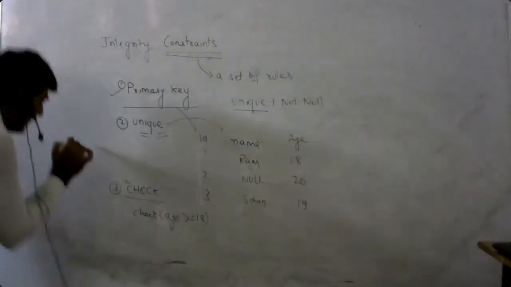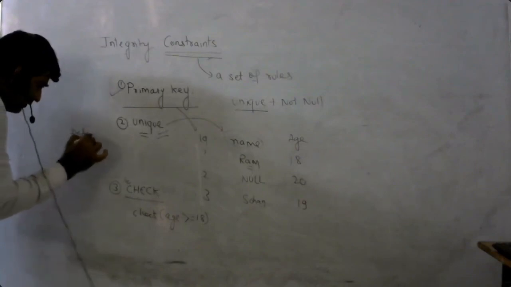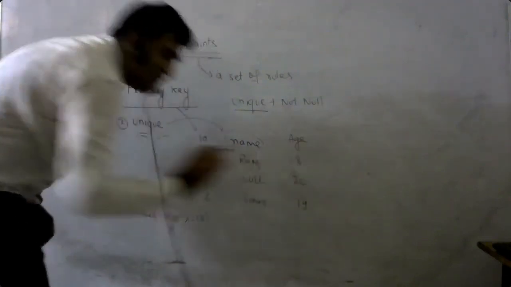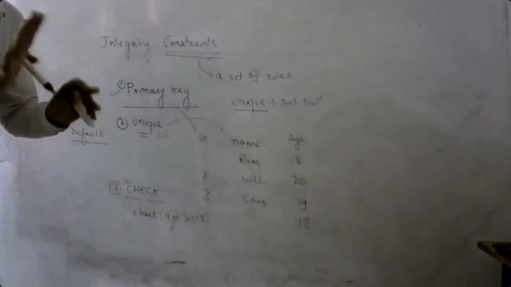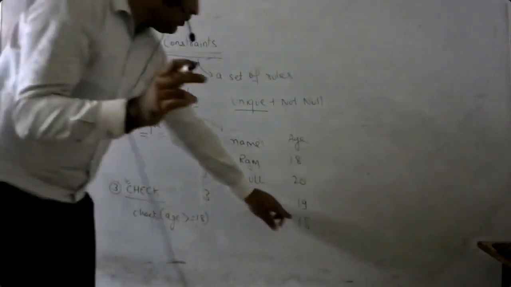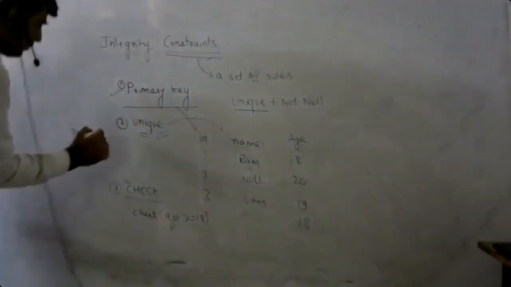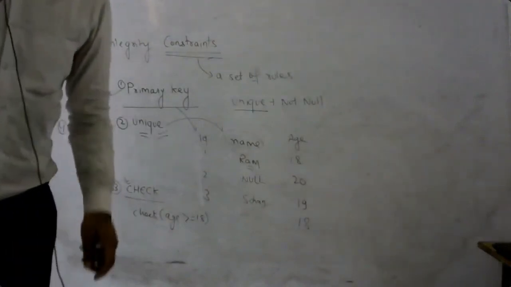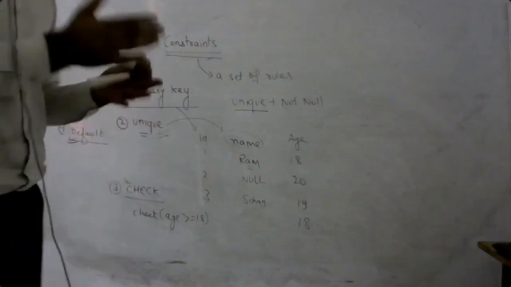There is one more constraint, that is the default constraint. Suppose I don't pass the value for age, the default value will be 18. When I enter some data and I don't pass the value for age, the default value automatically becomes 18. So this is the fourth constraint, the default constraint. The fifth constraint, the referential constraint, will be covered tomorrow because it is in tomorrow's session slot.